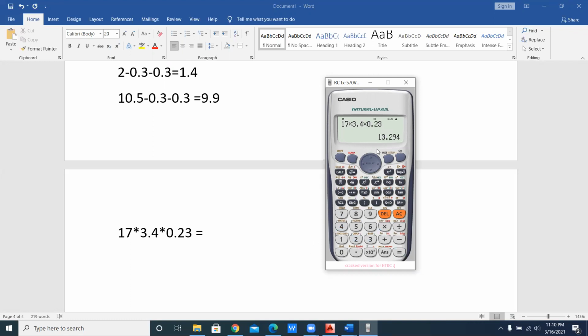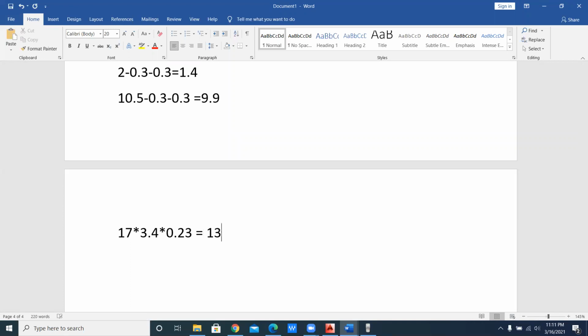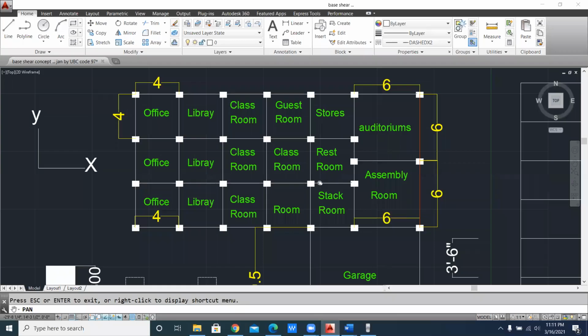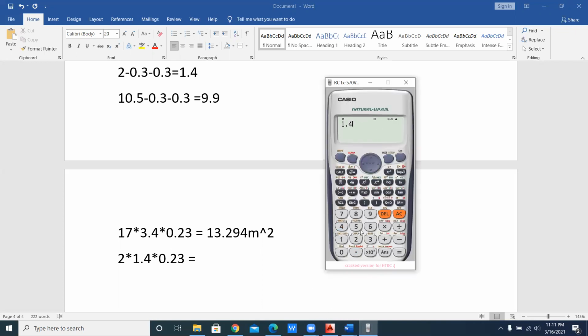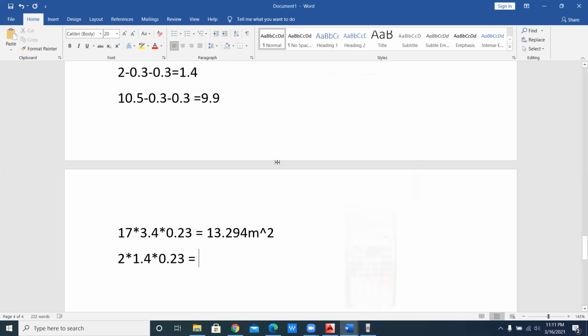So how much will you get? That is 13.294, that is square meter. That is meters and that is square, okay? One is this one and the other is the two walls, as I already told you, that is one and that is two, okay? Two walls, that is 2 multiplied by how much? 1.4 and the other is multiplied with 0.23. As I told you, you have to take the meter square, okay? So 1.4 multiplied by 2 and multiplied by 0.23, okay? Then you get 0.644. That is normally 0.644.